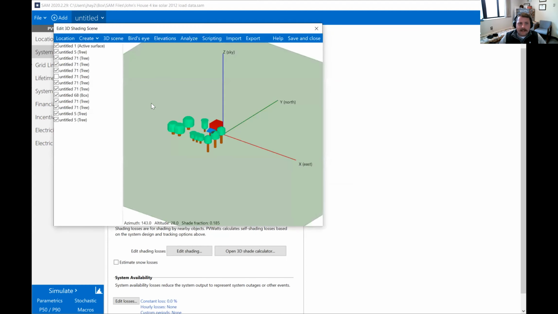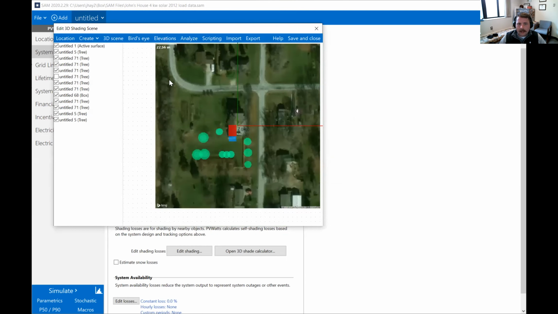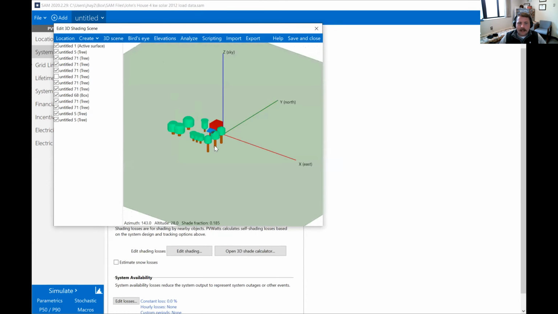What I ended up doing is I opened this 3D shading modeling tool, and I downloaded an aerial image of my home. So I have my house, but I also have my garage, and the solar is going to be on the south side of my garage. And once I did that, I went into the 3D scene and I started adding trees. So I could create, let's say, a tree.